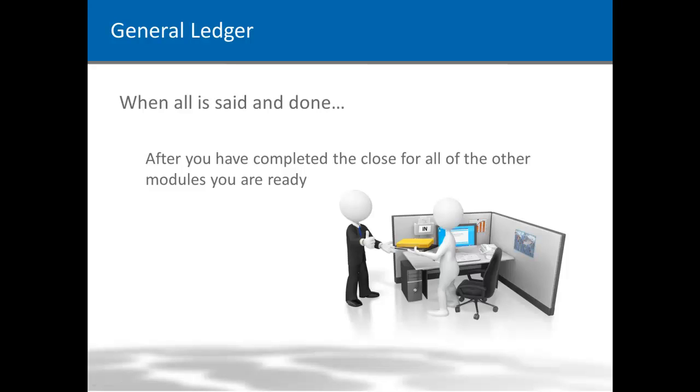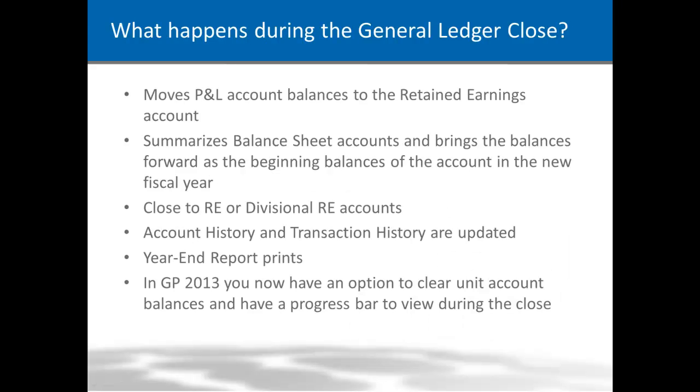Okay, so when all is said and done, you've got all of your sub-modules closed. Now you're ready to close the general ledger. The general ledger is going to hold all your P&L account balances to the retained earnings account. So summarize your balance sheet accounts and bring the balances forward as the beginning balance of the account in the fiscal year. You can close to retained earnings or to divisional retained earnings.